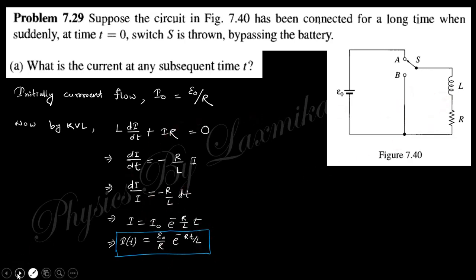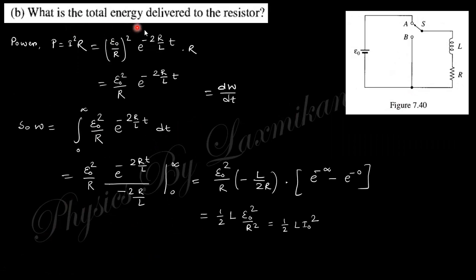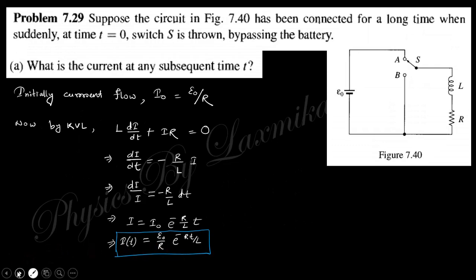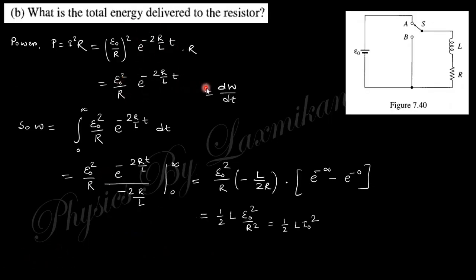Next, what is the total energy delivered to this resistor? So energy, power, you know, is I square R. So I we just derived, this is the I square R. This is the power and this is nothing but dW dt. So W equals the integration of this power P dt, right? So using integration, you can easily find this one.